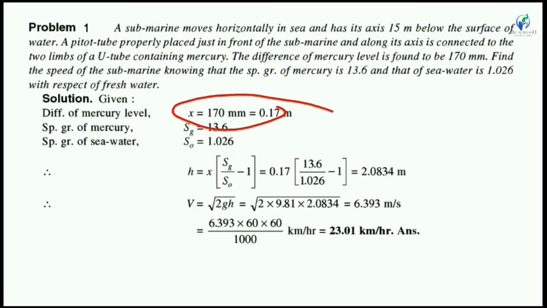Okay, the specific gravity of seawater and the specific gravity of mercury are given. The value of x, the U-tube manometer heavy liquid difference, is 170 mm. Now we have to find the velocity of the submarine. We know the equation of the Pitot tube, from that we can find the velocity. So V is equal to the square root of 2gh. So we have to find the value of small h.